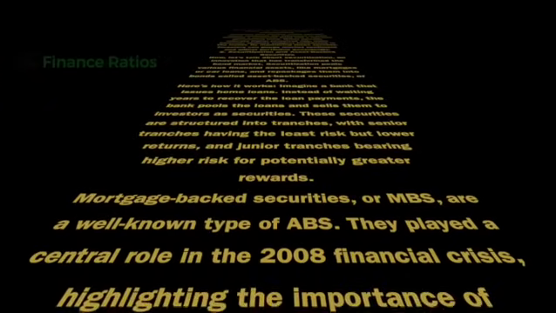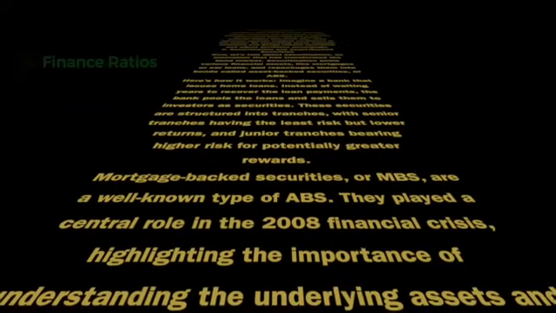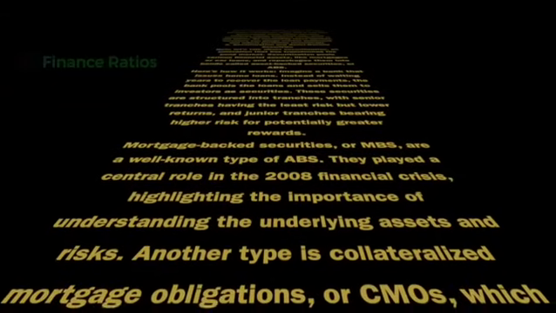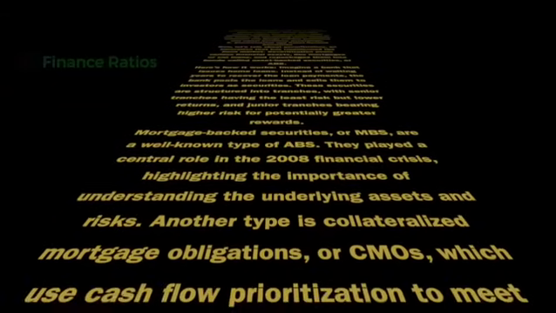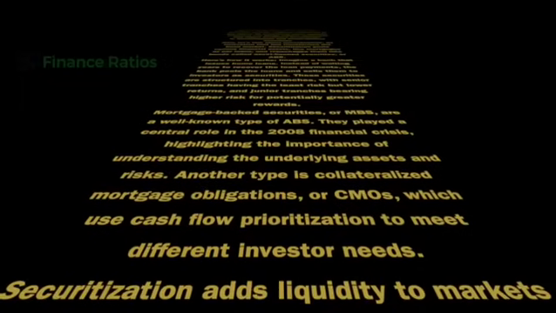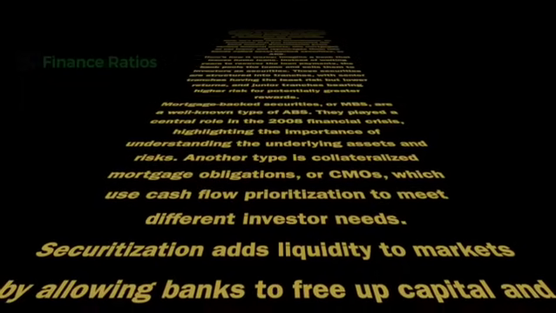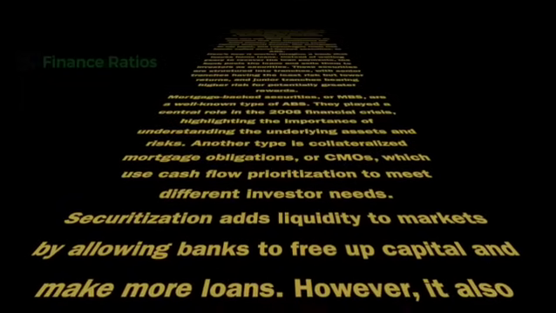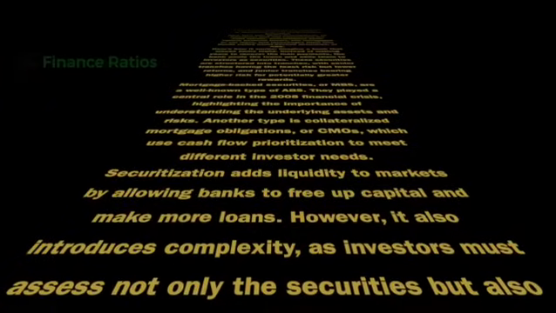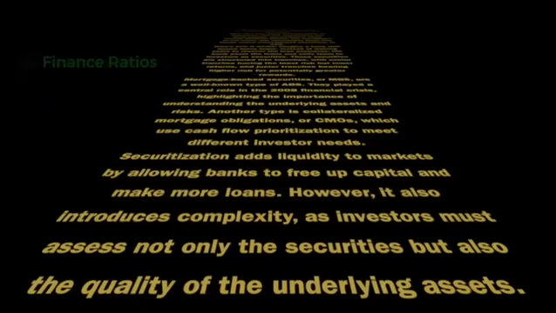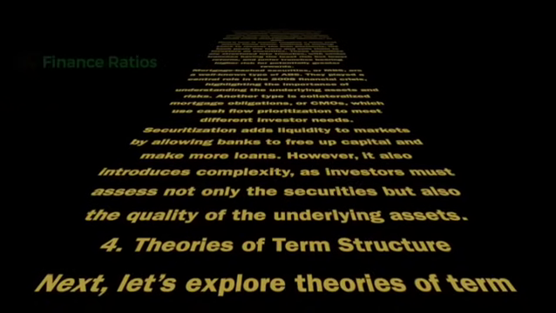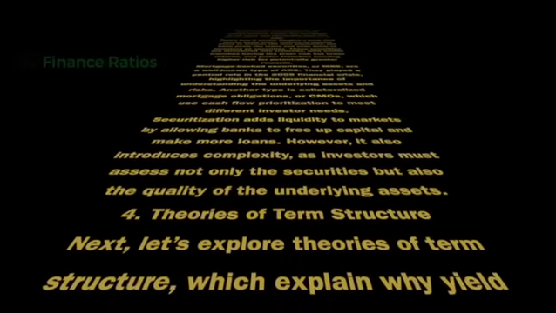They played a central role in the 2008 financial crisis, highlighting the importance of understanding the underlying assets and risks. Another type is collateralized mortgage obligations, or CMOs, which use cash flow prioritization to meet different investor needs. Securitization adds liquidity to markets by allowing banks to free up capital and make more loans. However, it also introduces complexity, as investors must assess not only the securities, but also the quality of the underlying assets.